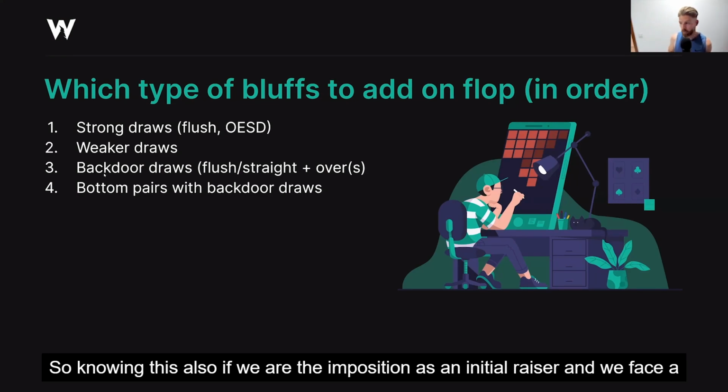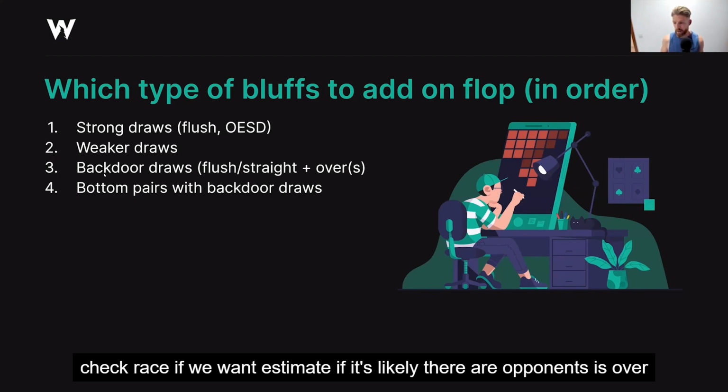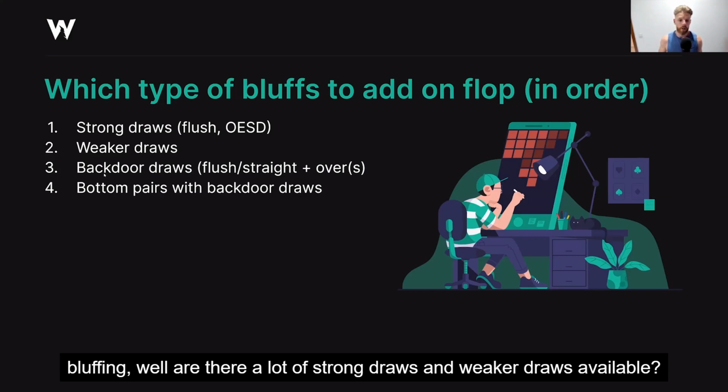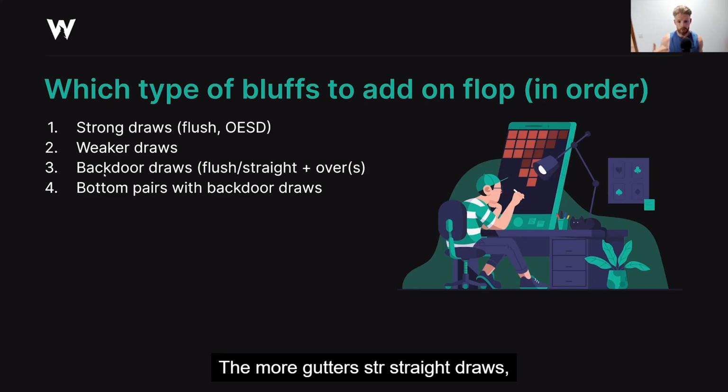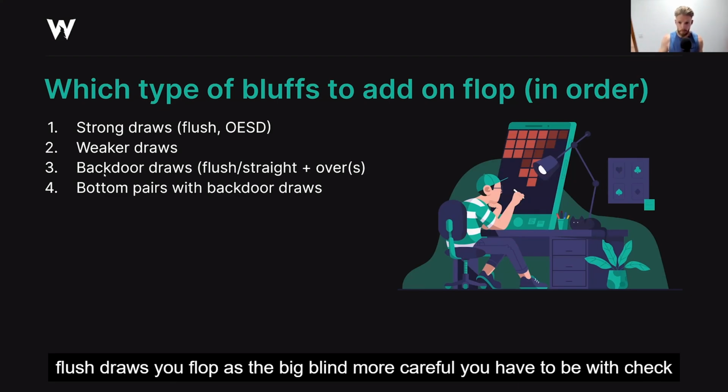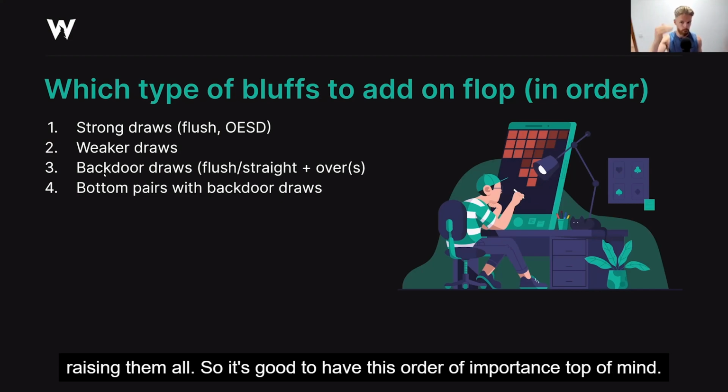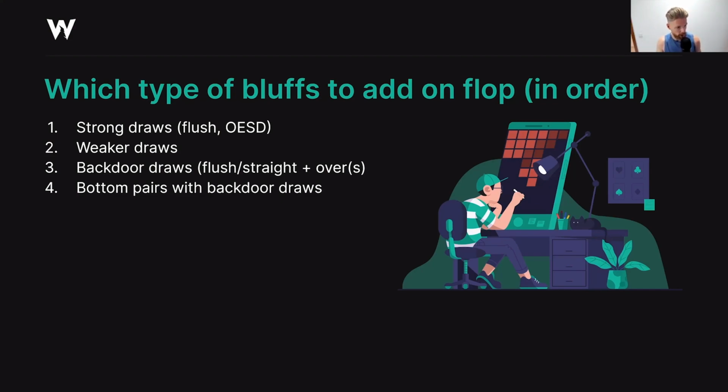Knowing this, also, if we are in position as the initial raiser and we face a check raise, and we want to estimate if it's likely that our opponent is over bluffing, well, are there a lot of strong draws and weaker draws available? The more gutters, straight draws, and flush draws you flop as the big blind, the more careful you have to be with check raising them all. So it's good to have this order of importance top of mind.